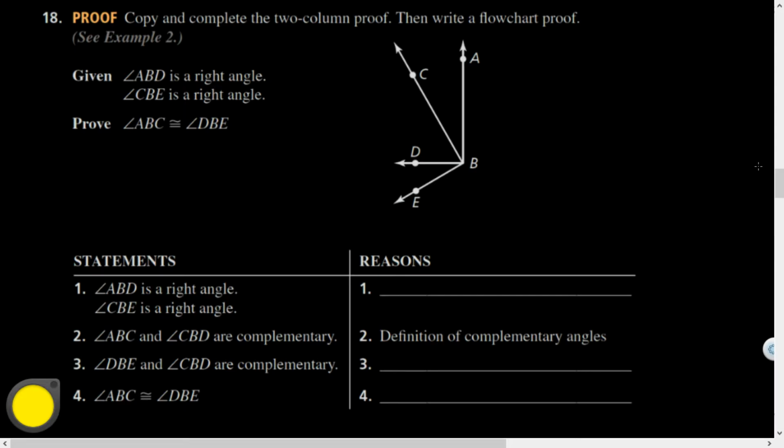proofs. All right, let's see. It says angle ABD is a right angle. Angle ABD is right there. And CBE is also a right angle. All right, so I've got kind of nested right angles there.